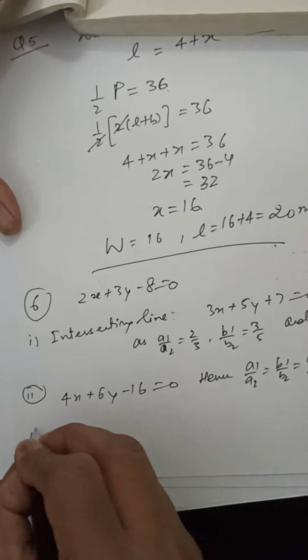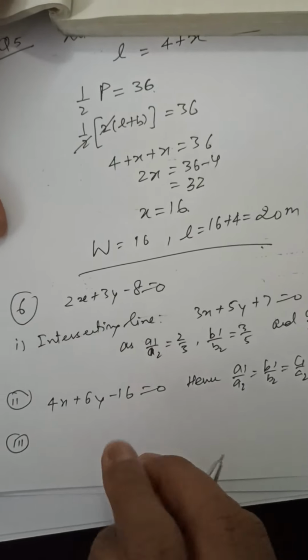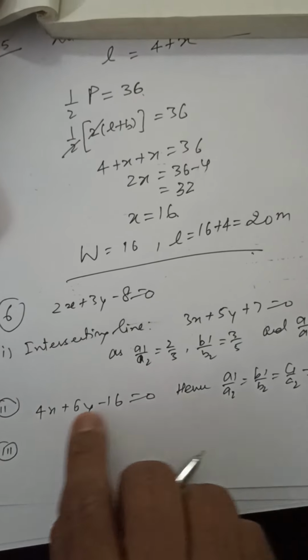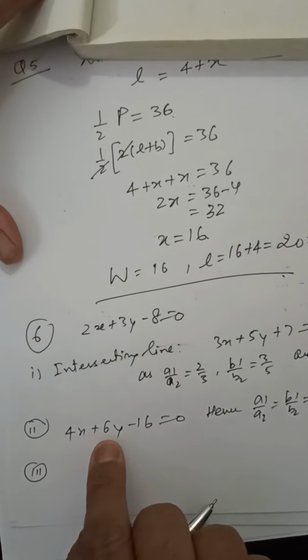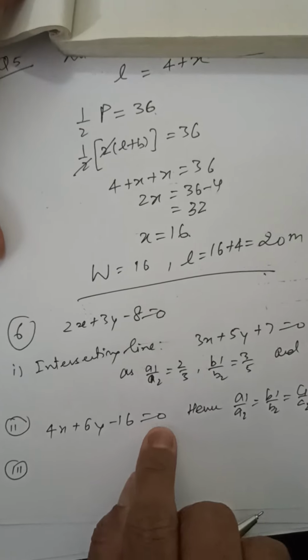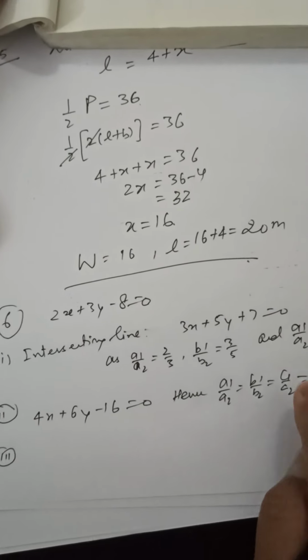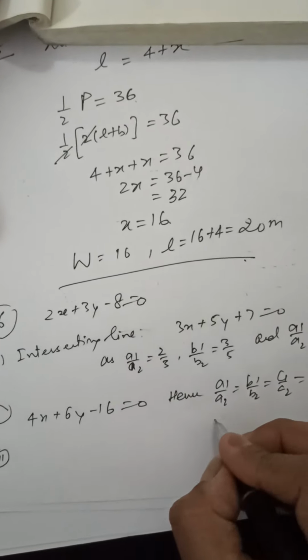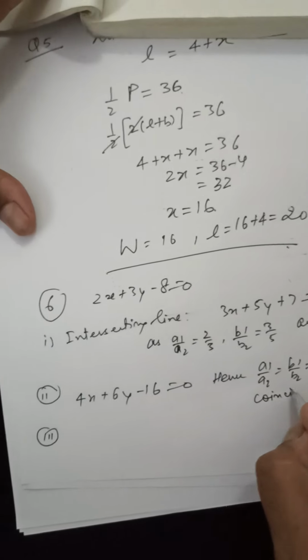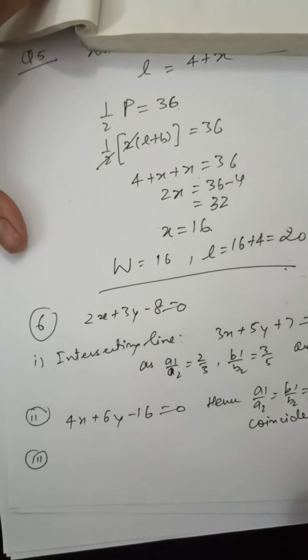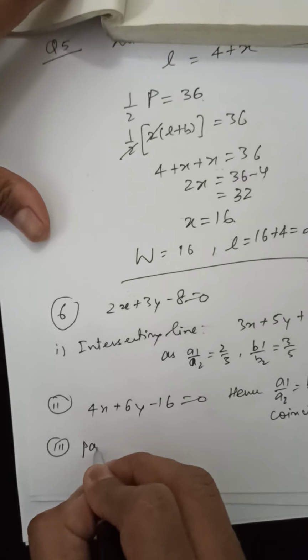Third one, no. So 4x plus 6y minus 16 is equal to 0. As all of them are equal, they will be coincident lines. I am sorry, they are coincident lines. The parallel lines we are going to do in the next case.